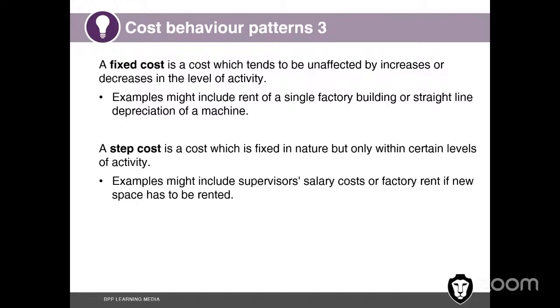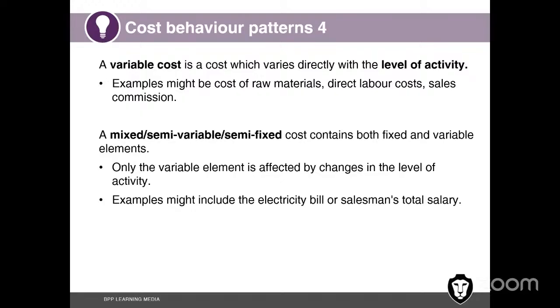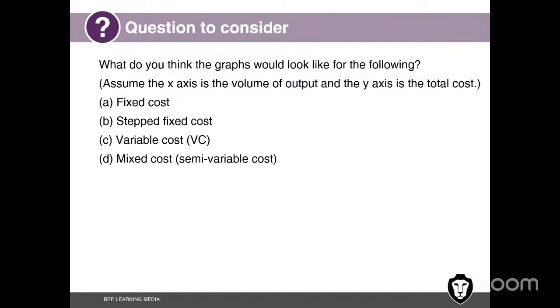So it remains constant at an activity level, then it increases significantly when it goes above, and then it remains constant again at another range of activity. So that basically is how the step cost goes. Variable cost, as we say, just changes with the level of activity. And then the semi-variable, as I mentioned, like the light bill, or even some people's salary, they get a fixed salary plus a commission. So that would be a mixed cost or a semi-variable cost or a semi-fixed cost. They all mean the same thing.